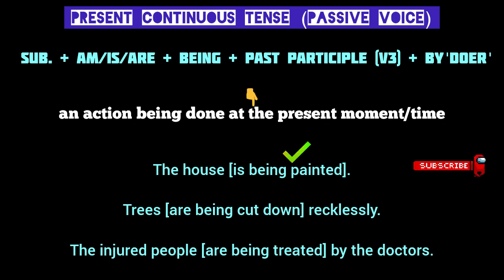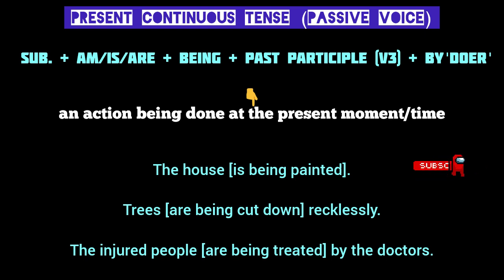For example, the house is being painted. The verb is being painted is in present continuous tense passive voice. It means the painting of the house is going on right now. Trees are being cut down recklessly. The act of cutting down trees recklessly is going on at the present time. This is what the verb are being cut down in present continuous tense passive voice indicates.